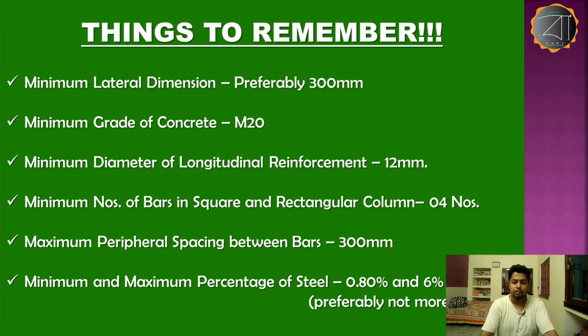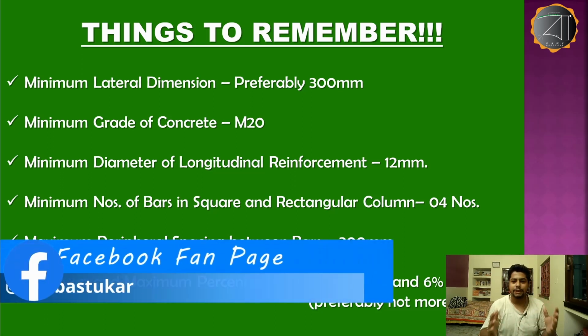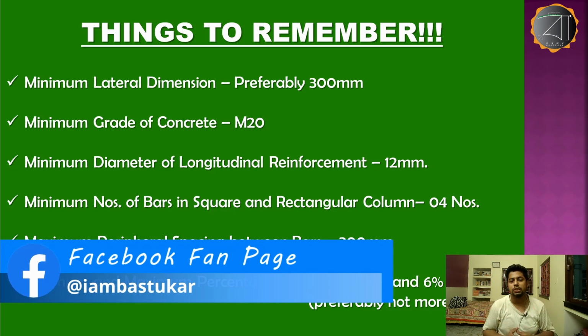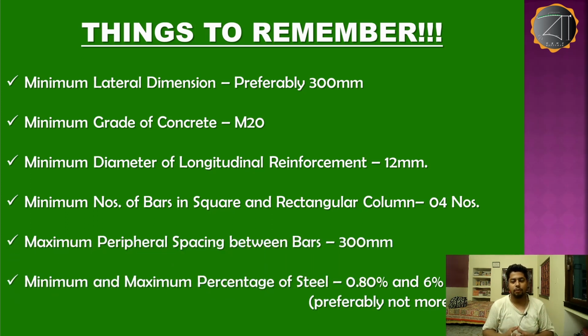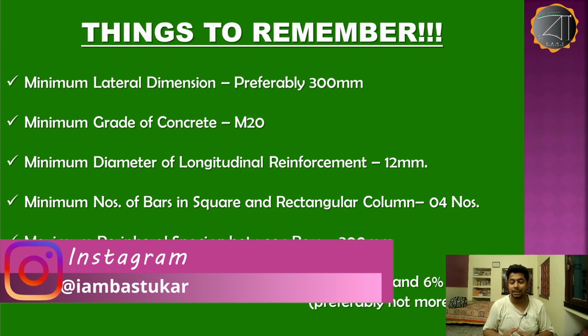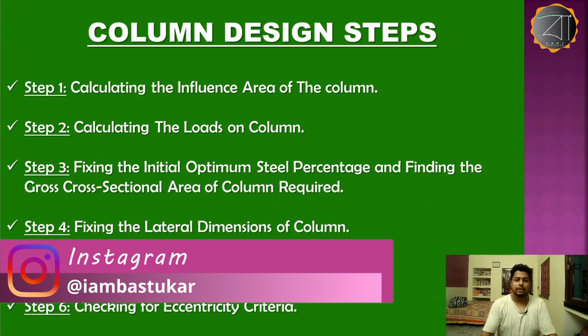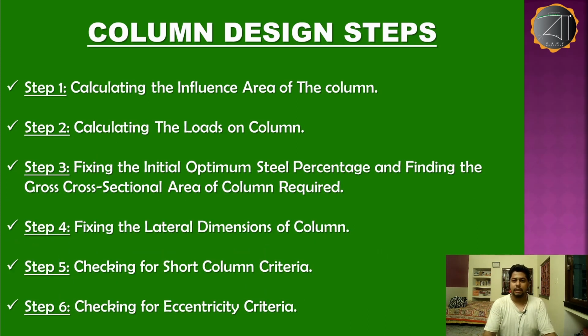Minimum and maximum percentage of steel as longitudinal steel to be used in a column section is 0.8%, that is the minimum percentage, and 6%, the maximum percentage. Preferably it shall not be more than 4%. So these are the basic parameters which we need to remember for designing a RCC short axially loaded column. Now let us talk about the design steps.